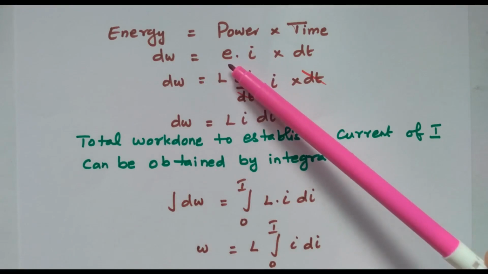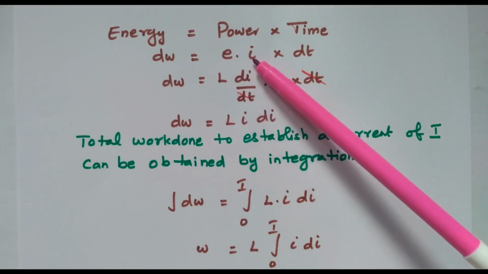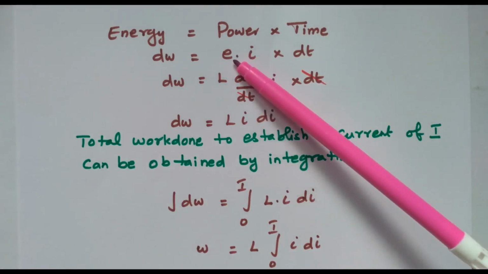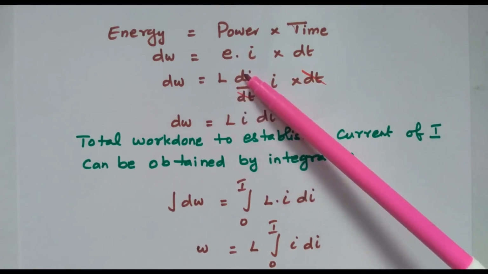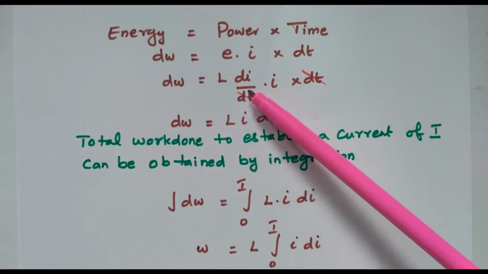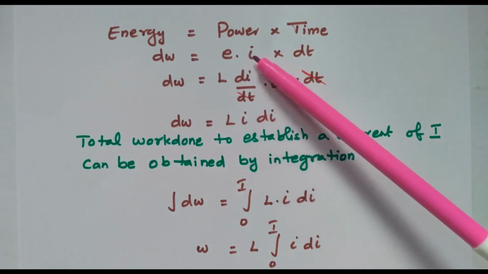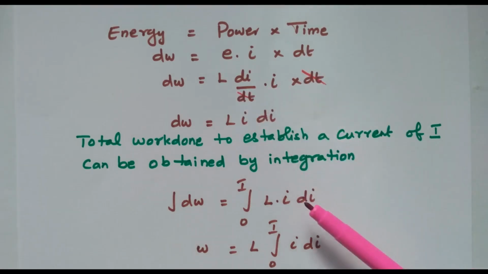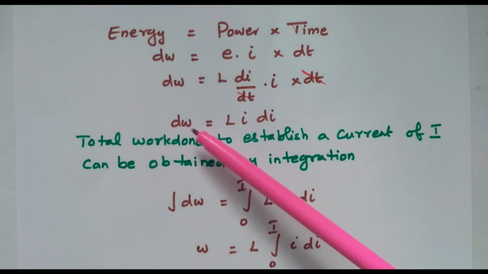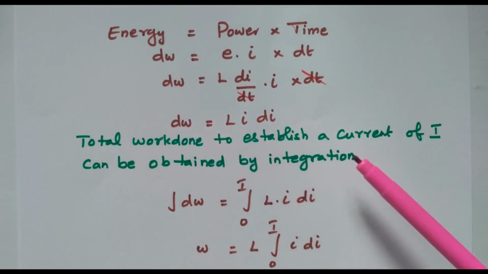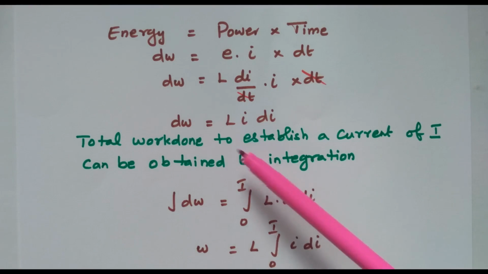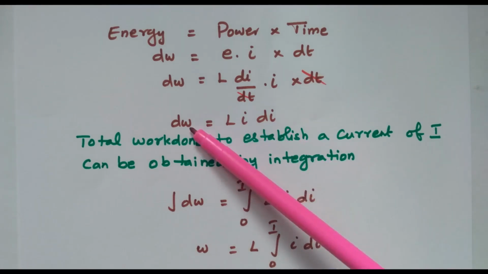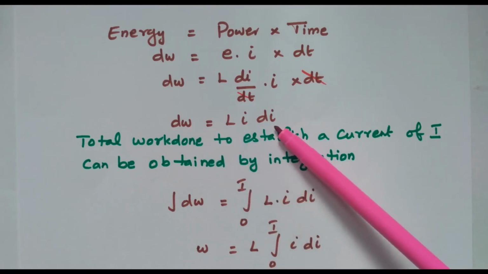So the power is nothing but voltage into current, EMF induced into current, into time is dt, right? This EMF induced in the inductor is L di by dt. Just now we discussed this formula, L di by dt into i into dt. So this dt got cancelled. So what we have? dW equal to Li into di. Right. So this is the work done due to the small current di. Work done, dW means small work done by the small current.